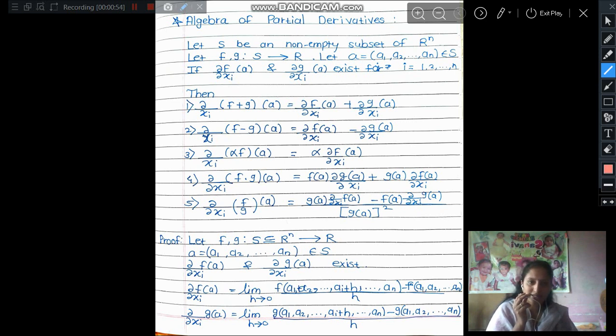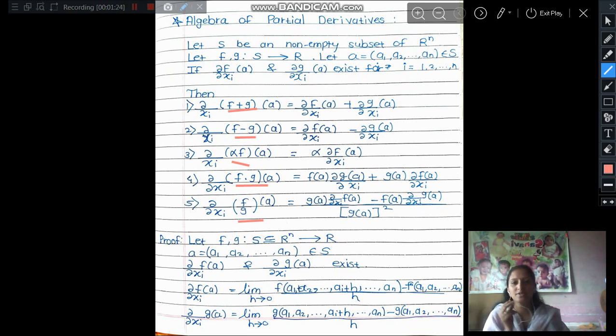then we have to prove that ∂/∂xi of (f plus g) at a is equal to ∂f/∂xi at a plus ∂g/∂xi at a. Similarly for the functions f minus g, alpha f, f into g, and f upon g. Okay, we have to solve this. We solve this theorem one by one.